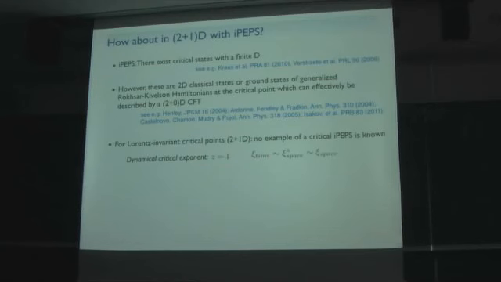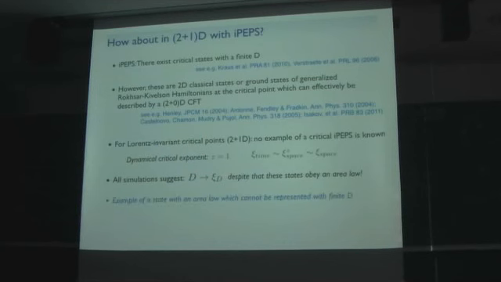So in this case, there's no known example of a critical iPEPS with a finite bond dimension with a power law decay of correlations. All simulations that have been done so far suggest that a finite bond dimension induces a finite correlation length, despite the fact that these states obey an area law of the entanglement entropy. From the perspective of tensor networks, it's interesting because it would be an example of a state which has an area law, but which we cannot represent with a finite bond dimension.